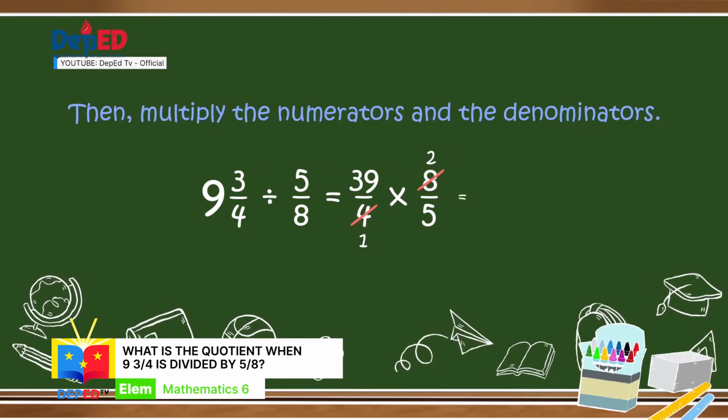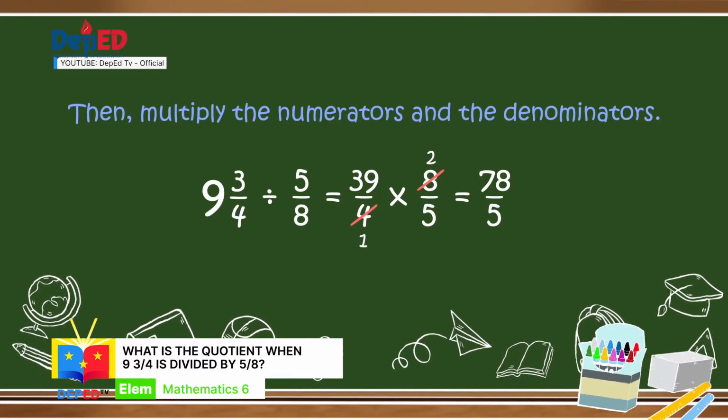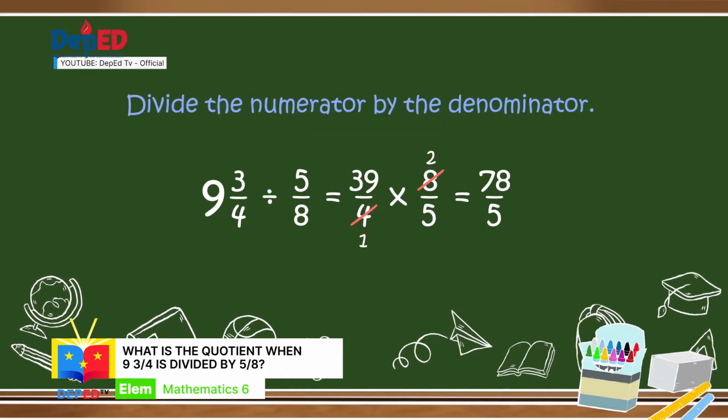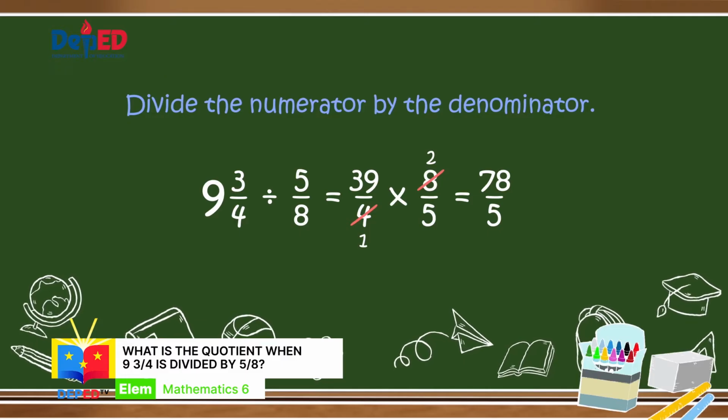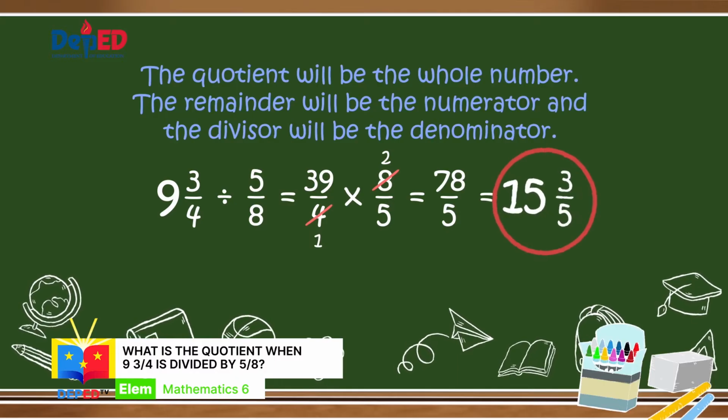We have 78/5. Is it already in a lowest term? Not yet. We can still simplify by converting improper fraction to mixed number. Again, dividing numerator by the denominator. The quotient will be the whole number. The remainder will be the numerator. And the divisor will be the denominator. 78/5 equals 15 3/5. Therefore, the quotient when 9 3/4 divided by 5/8 is 15 3/5.